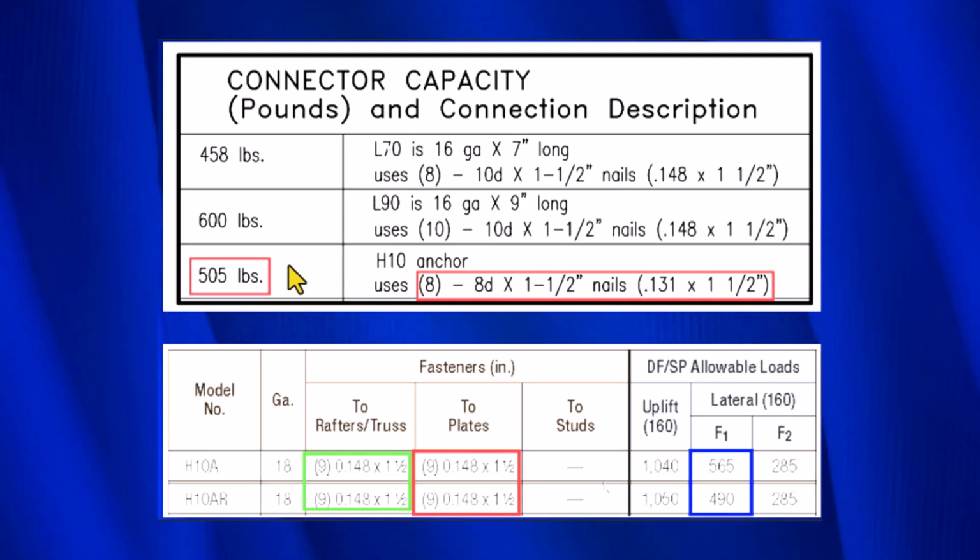Now, more importantly, you see here where it says it needs 8 131 by 1.5 inch nails. Well, in fact, it needs 9 148 by 1.5 inch nails into the plate, and 9 148 by 1.5 inch nails into the joist. And so this one is really wrong. I mean, this is off by 10 nails.